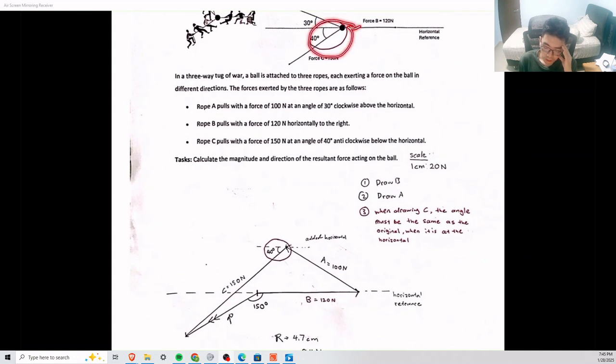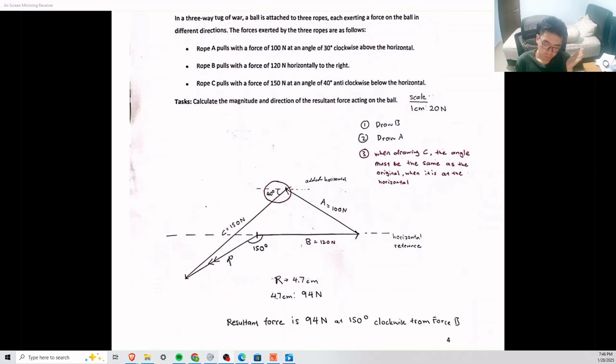And that is where I have an added horizontal to guide me when I'm using my protractor, to be able to draw force C at an angle of 40 degrees from the horizontal. So the horizontal is very useful. Once I draw force C down, you realize that I use the what?